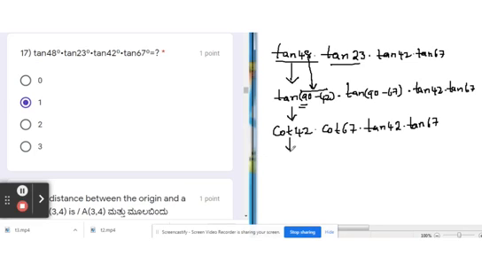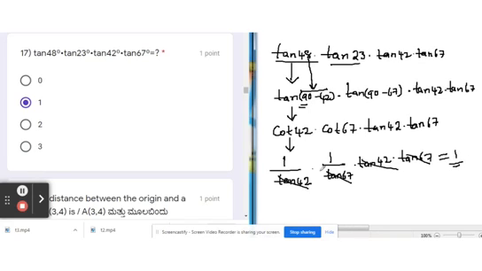What is the reciprocal of cot, students? Cot reciprocal is tan, 1 by tan. So cot 42 can be written as 1 by tan 42. Cot 67 I will be writing as 1 by tan 67. I will write tan 42 and tan 67 as it is. So they can easily be cancelled. Reason is one is in the denominator and another is in the numerator. Tan 67, tan 67, tan 42, tan 42 got cancelled. So what is remaining? 1. So correct option for this question is 1.